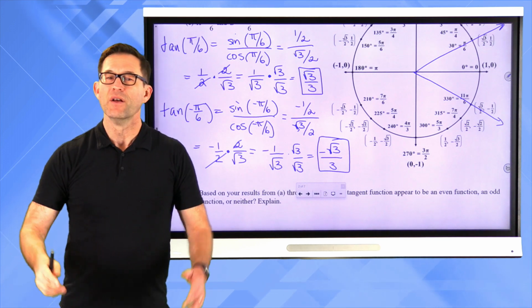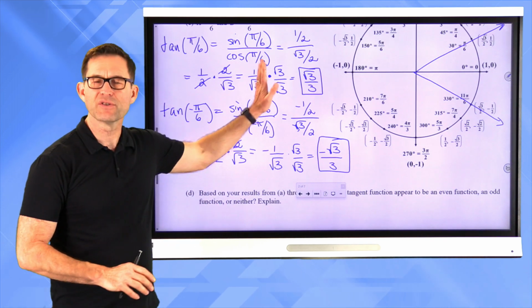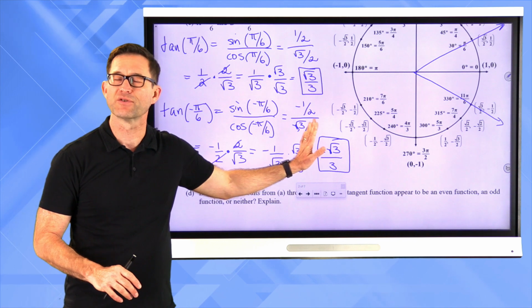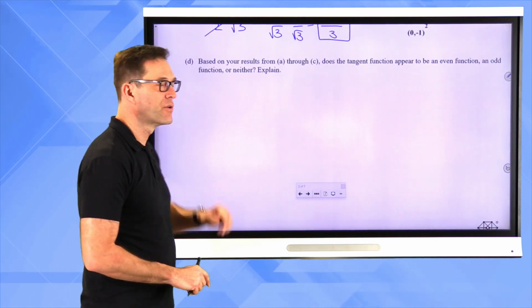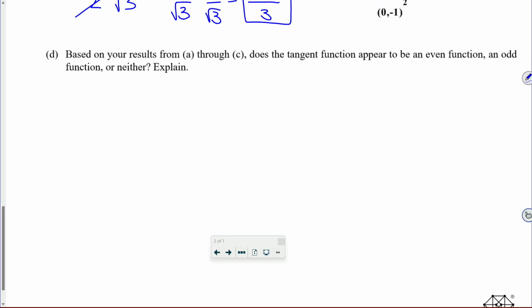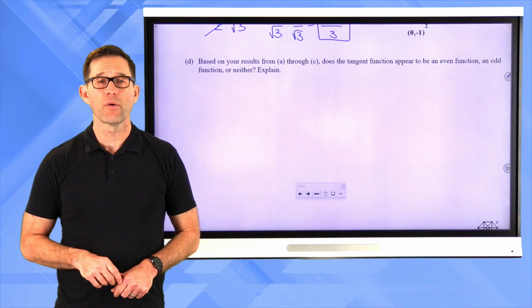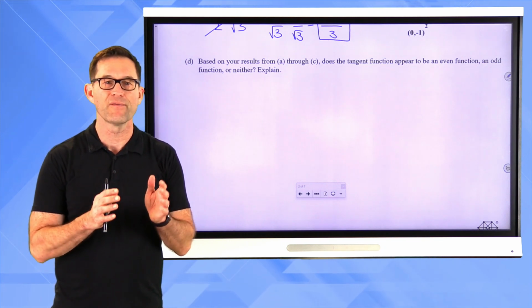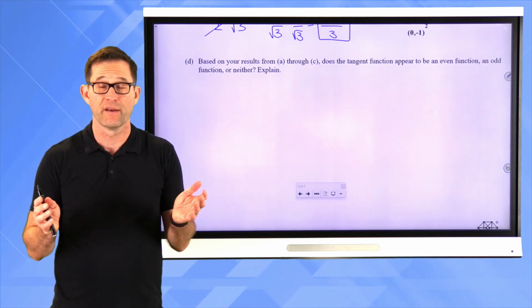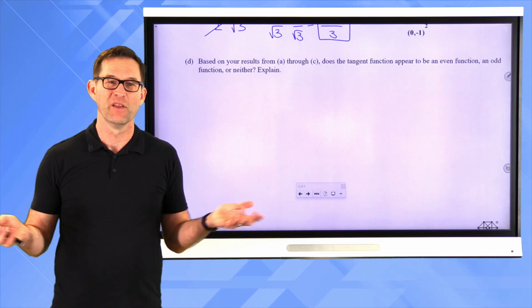All right, so this all leads us, besides just reviewing how to calculate the tangent for some of the special angles, to letter D. Based on your results from A through C, does the tangent function appear to be an even function, an odd function, or neither? Explain. All right, pause the video right now and see if you can remember the definitions of what makes something an even function, an odd function, or then if it's neither one of those, then neither.